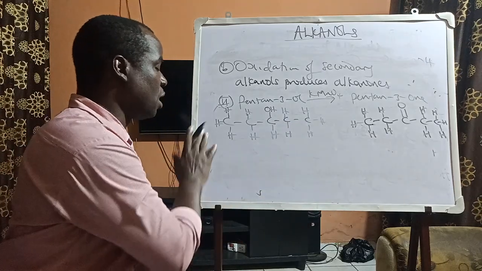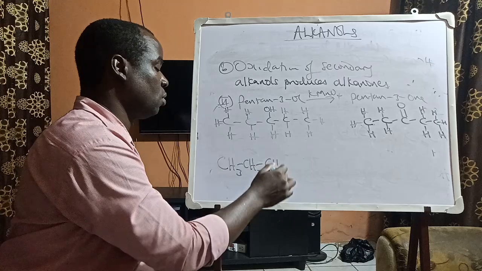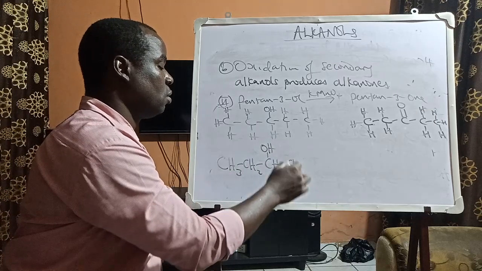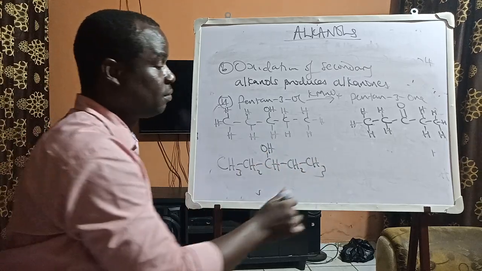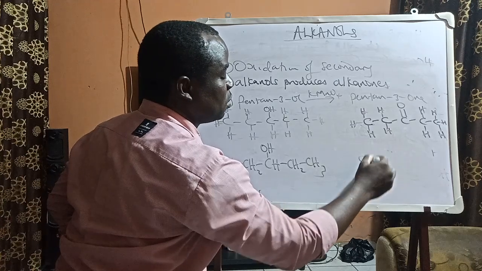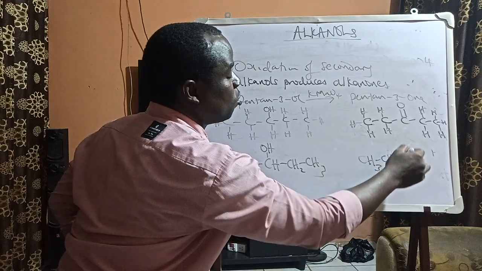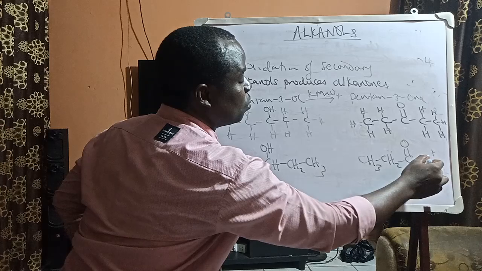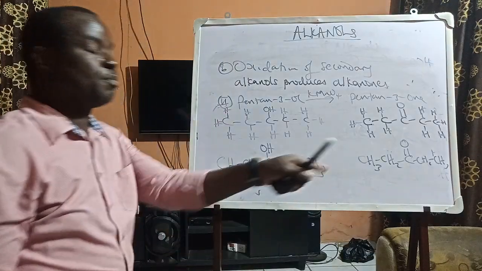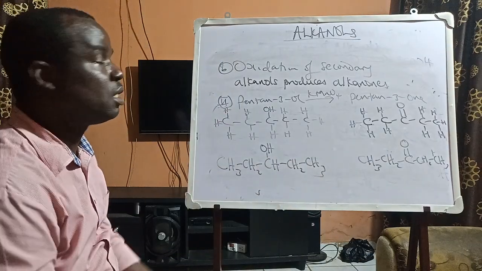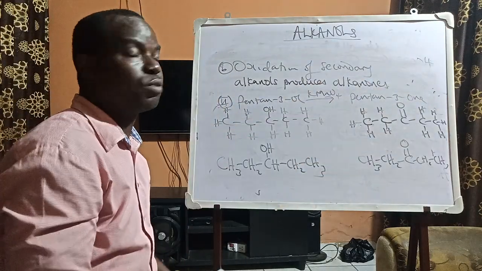Then to summarize it, we have CH3, CH2, CHOH, CH2. I believe you understand this, but I've taught you this already. Now here we have CH3, CH2, C double bond O, CH2, and that's pentan-3-one. So please, if it is 2-ol, it becomes 2-one. If it's 3-ol, it becomes 3-one. If it's 4-ol, it becomes 4-one, as the case may be. Take note of that.